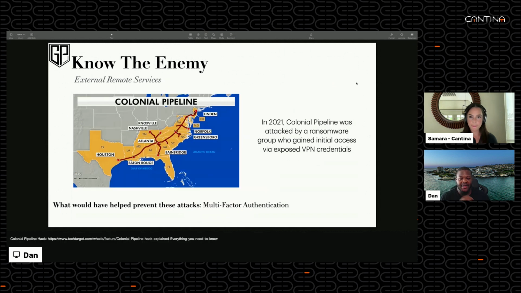The next category on that list of initial access categories was external remote services. So this applies more to organizations than individuals. But essentially, if you are an organization, you want to make sure that you are aware of access methods or services that you have externally exposed.